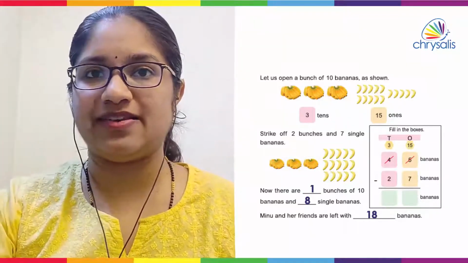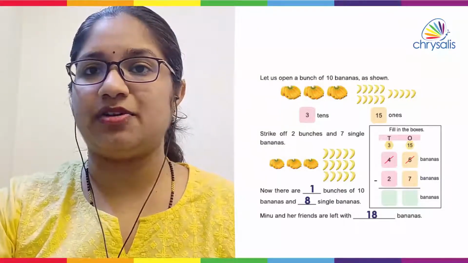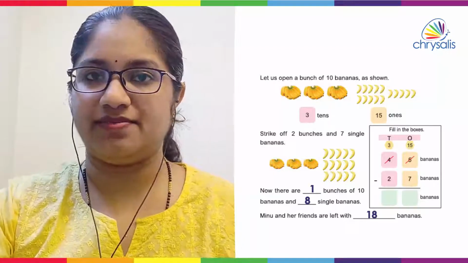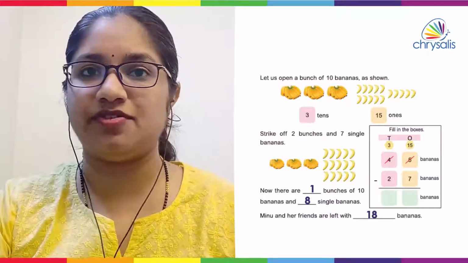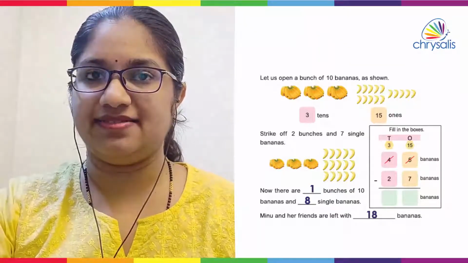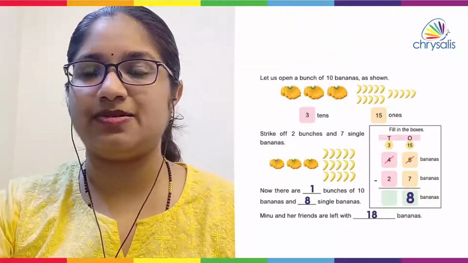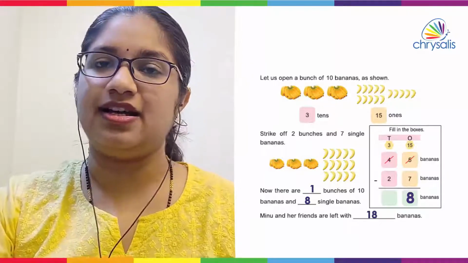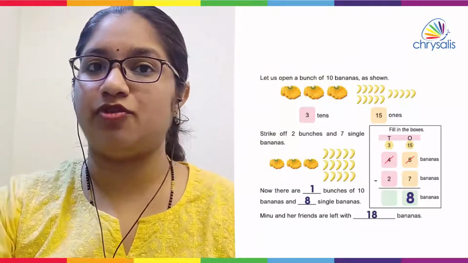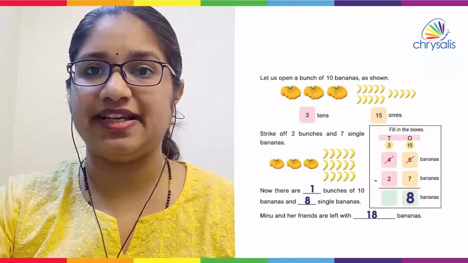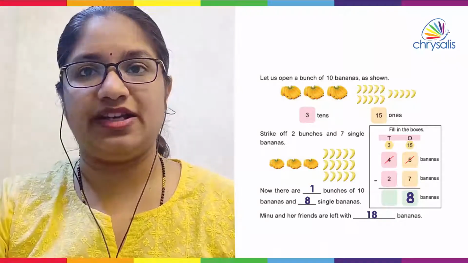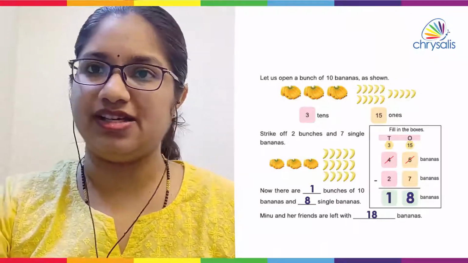45 minus 27. Since we cannot subtract 7 from 5, we borrow 1 tens from the 4 tens. Therefore 5 becomes 15. 15 minus 7 is 8. So we write 8 in the ones place of the answer. Now look at the tens place. Since we removed 1 tens from 4 tens, we are left with 3 tens. 3 minus 2 is 1. We write 1 in the tens place of the answer.